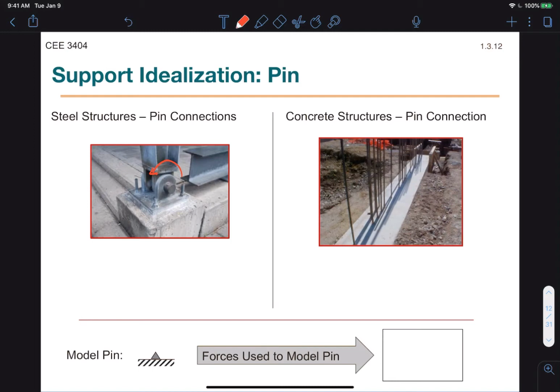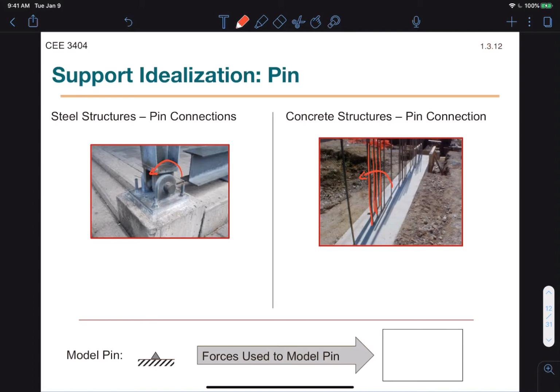In the concrete structure case, it's not necessarily a pin. It just depends on the amount of rebar that's used. So in this case, we have one line of rebar, not too much. And so essentially that rebar will keep whatever is attached there from moving laterally and vertically, but it won't provide much moment restraint. So the concrete that is cast in that location will pretty freely be able to rotate.